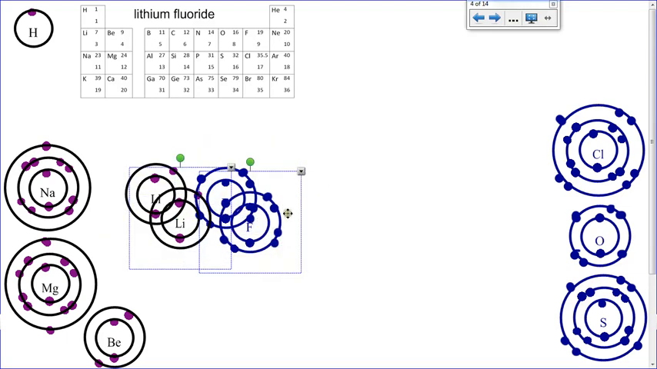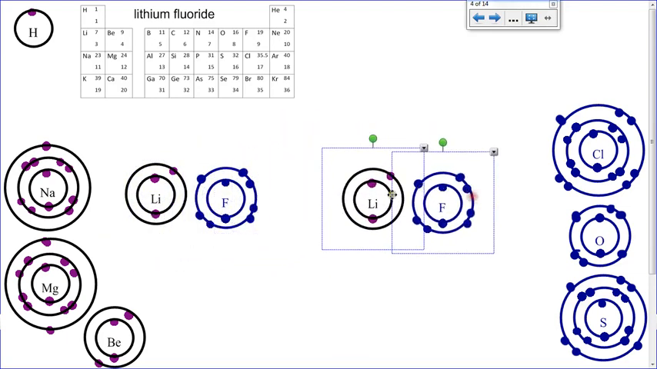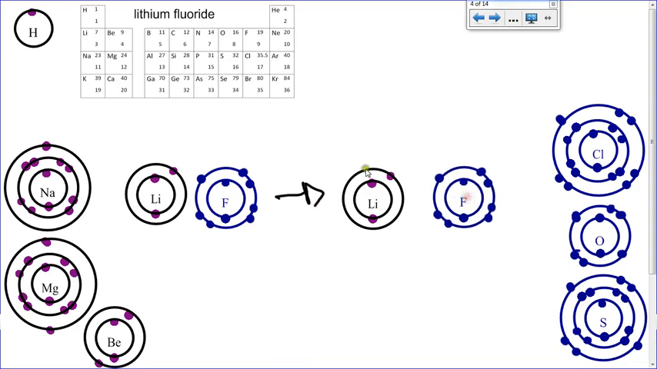Let's show what they're going to look like after they've bonded. So this is before and after. So lithium currently has one electron in its outer shell. It needs a full outer shell, so it's going to give away that one electron. Luckily, fluorine needs one more to get 8 electrons in its outer shell.